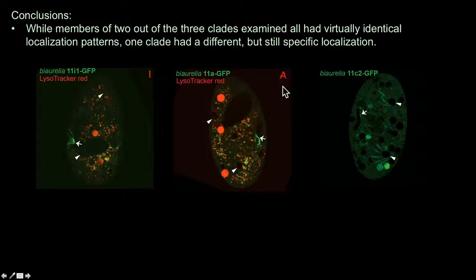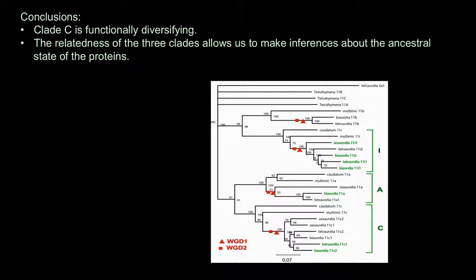So in conclusion, while members of 2 out of 3 of these larger clades had virtually identical localization patterns, one had a different but still specific pattern. And so this indicates that this clade has functionally diversified, and we're going to be looking at other members of this clade to see if they all have the same pattern. Also, it's worth noting that we haven't found diversification between the products of the whole genome duplication yet, but we're still looking. We have a lot of tagged Rabs to go through.